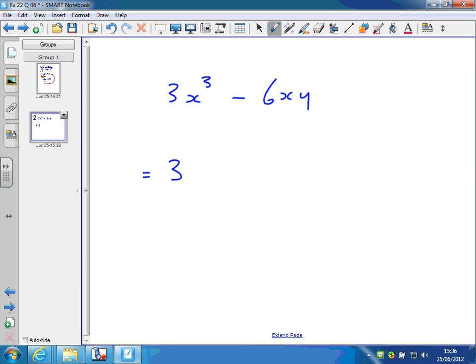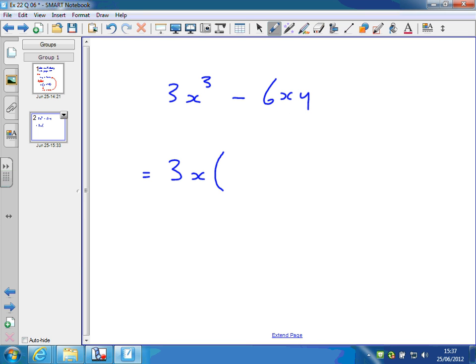Is there a symbol that's common to both of them? Yes, x is in the x cubed and x is in the 6xy. So I can take an x outside. I can only take one x outside because although I've got 3 x's, x times x times x, in this term, I've only got one x in this term. So 3x can come outside the bracket.